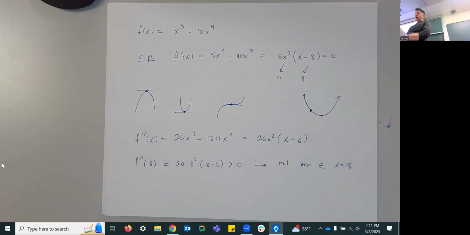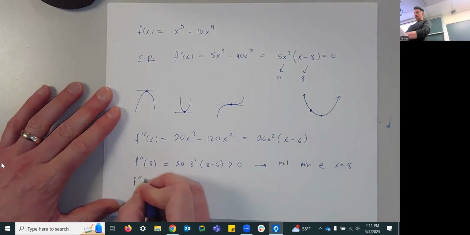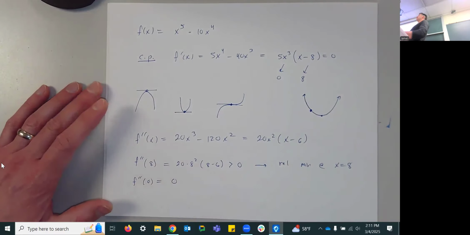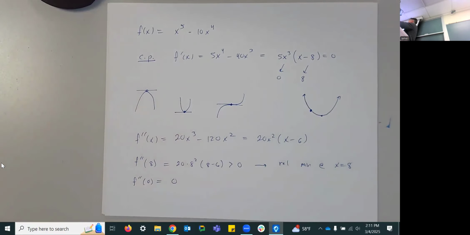On the other hand, unfortunately, f double prime of 0 is 0, which means the test, it doesn't mean we have an inflection point. It means the test is inconclusive. You could have an inflection point. You could have a maximum. You could have a minimum. We don't know.